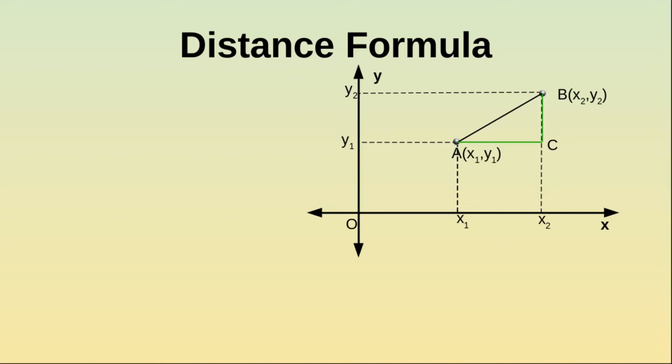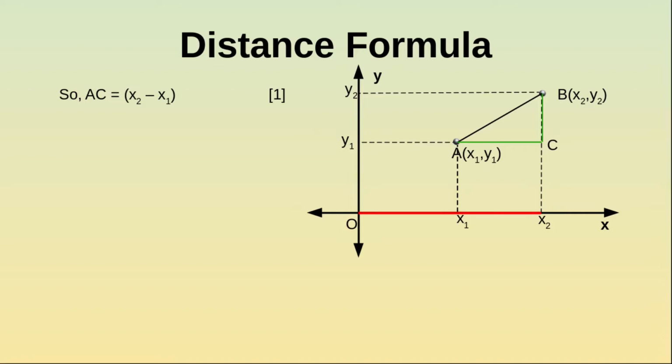So if we see carefully in this graph, then we can see that triangle ABC is a right angle triangle. So we can easily find the length of the side AB using the Pythagoras theorem. So for that we first need the length of the sides AC and BC. So how we will be finding those two sides? So as we can see from the graph, our AC is equal to x2 minus x1.